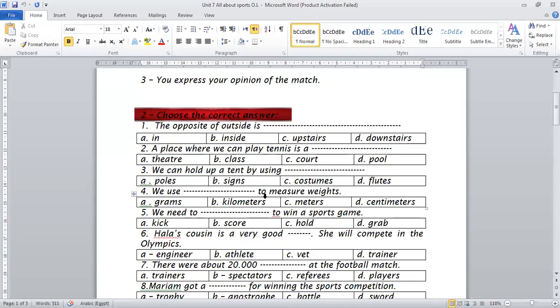Number 3. You express your opinion of the match. You want to express your opinion about the match. What will you say? In order to express your opinion, you will start by saying I think. I think the match is or was exciting. Okay. I think the match was interesting, and so on.